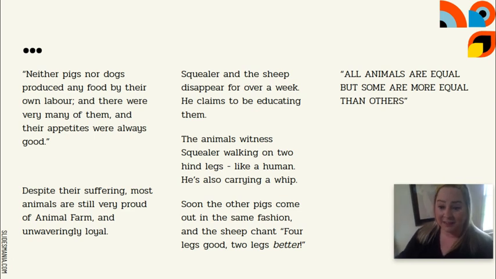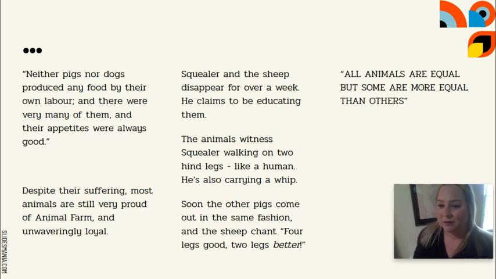Despite their suffering, however, many of the animals are still very proud of Animal Farm, and they are unwaveringly loyal to Animal Farm. Squealer in this chapter takes the sheep away for several days, at least a week, and he tells the others that he's going to be focusing on their education. So no one sees the sheep for days and days and days.